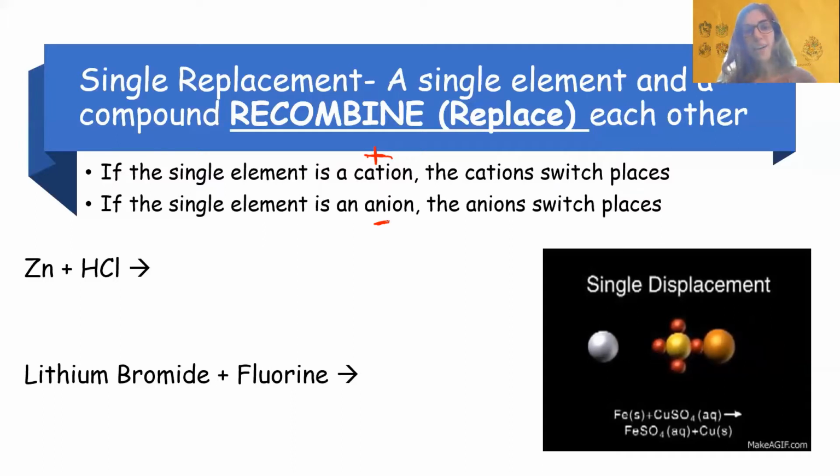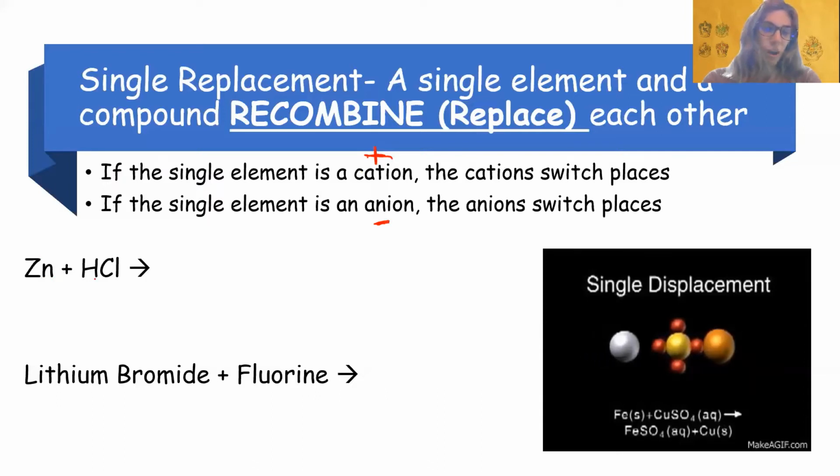I said cation instead of metal on purpose because hydrogen is a cation, so hydrogen would switch places with a metal. Let's take a look at this first example. I have zinc and hydrogen monochloride. So if I were to figure out what's switching places, I know that zinc has a positive charge. Doesn't even matter what charge, I just know it's positive because zinc is a metal.